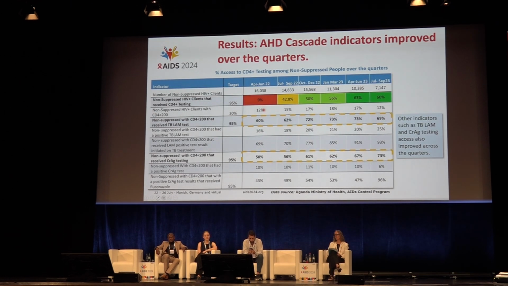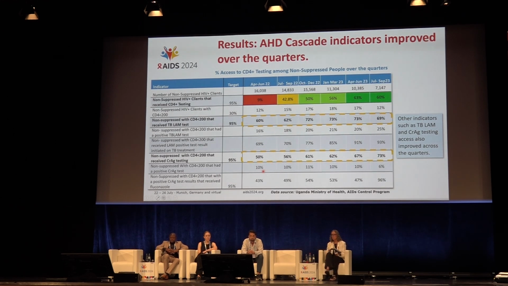The same positive impact was seen on the other tests within the AHD cascade. Specifically, here we can see that there was an improvement in access to TB-LAM, which is the screening and diagnostic test for TB. We also saw an increase in access to CrAg, which is a diagnostic and screening test for cryptococcal meningitis. Also, we really want to highlight that about 16 to 20% of people who had CD4 less than 200 were actually positive for LAM.